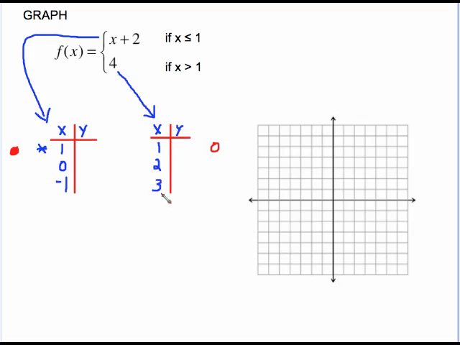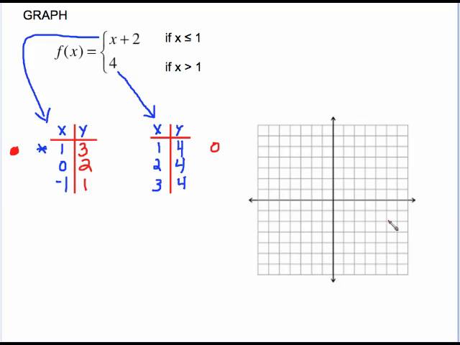Now it's time to do the arithmetic. So put 1 into this equation. 1 plus 2 is 3. Put 0 in. 0 plus 2 is 2. Put negative 1 in. Negative 1 plus 2 is 1. Now on this one, I don't really have to do any arithmetic because this says f of x is always equal to 4, meaning the y value is always equal to 4 for these values of x. So just put 4 down on all of these. And all we have to do is graph.